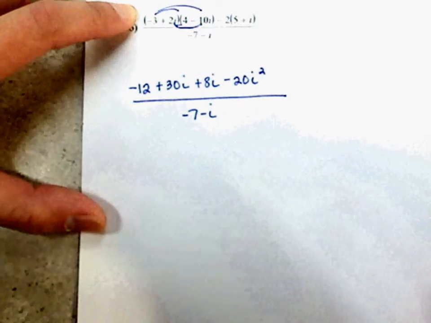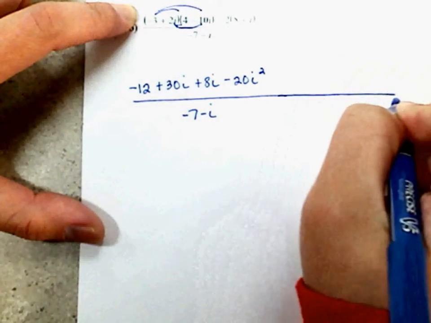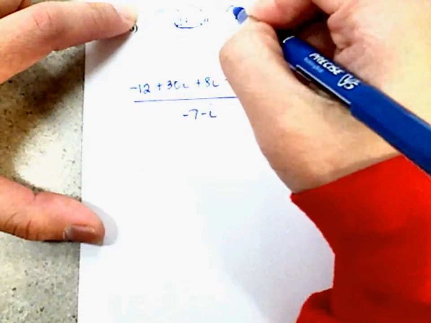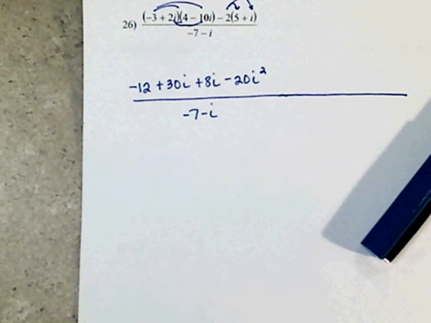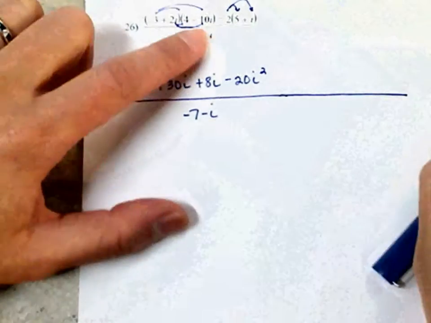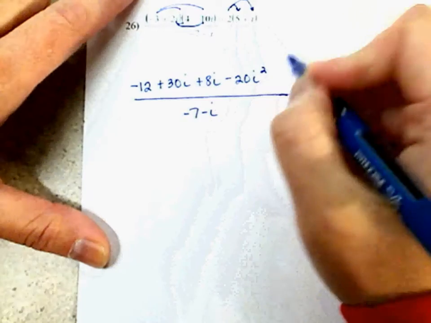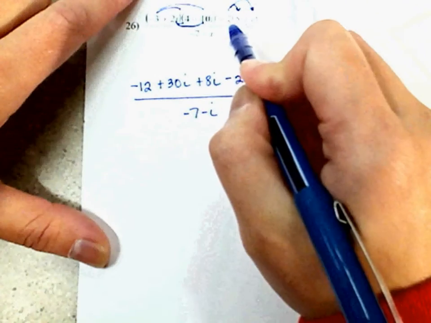Okay? You guys distribute the last part. I'll be right back. Sorry about that, guys. Okay, keep going. 2 times 5 is negative 10. Negative 2 times i is negative 2i.